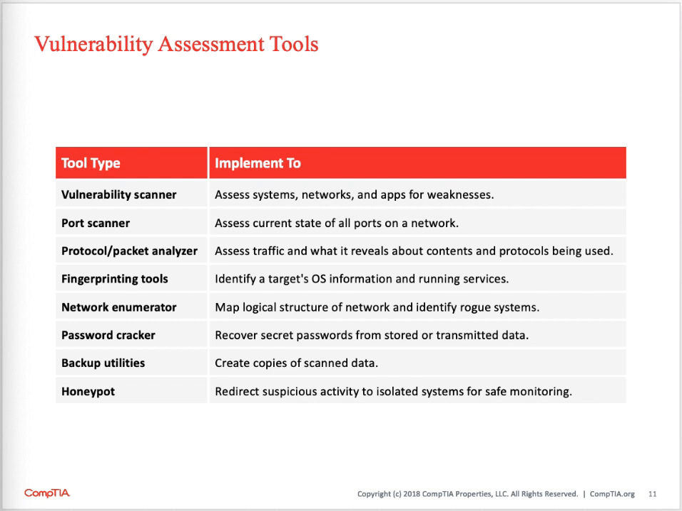So we have several different assessment tools. First up is the vulnerability scanner, and this is used to assess systems, networks, and applications for weaknesses. Then we have our port scanners. We've talked about that before, such as Nmap. This assesses the current state of all ports on our networks, so we can detect any open ports that may pose a potential risk to our organization.